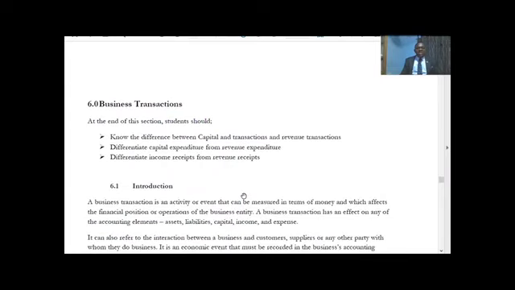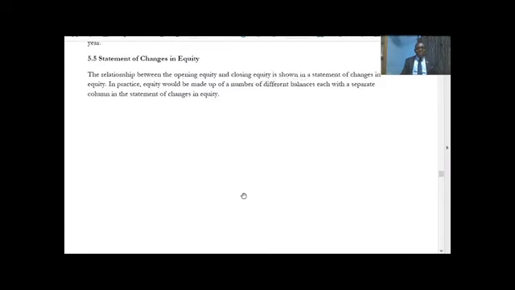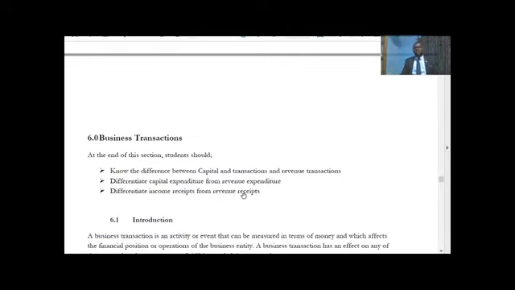Now let's look at business transactions. When you talk about a transaction, what does it mean? So the import of this session is that students should know the difference between capital transactions and revenue transactions. Then again, know the difference between capital expenditure and revenue expenditure. And again, know the difference between income receipts and revenue receipts.